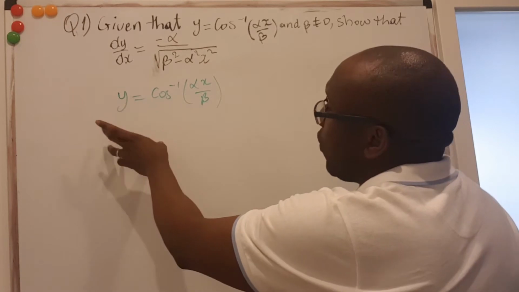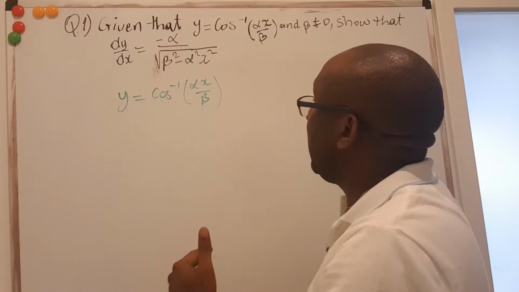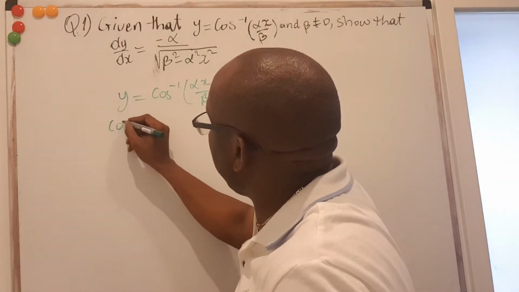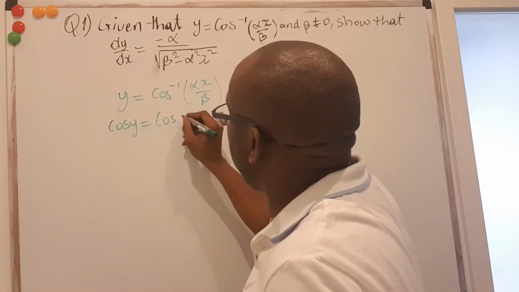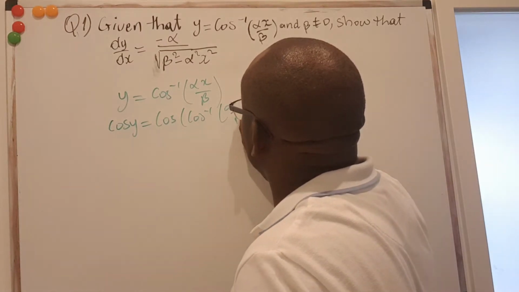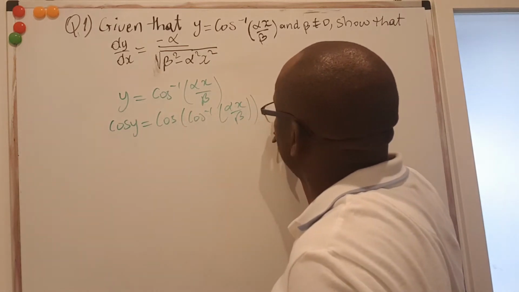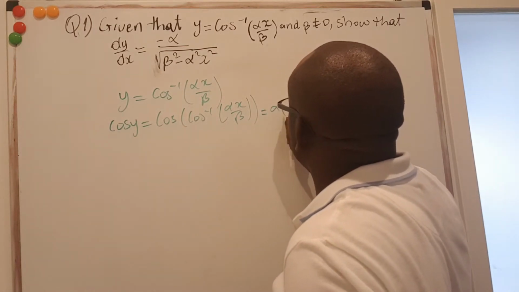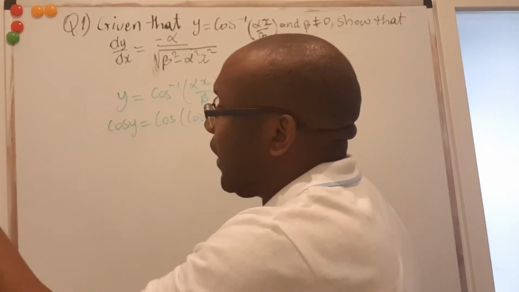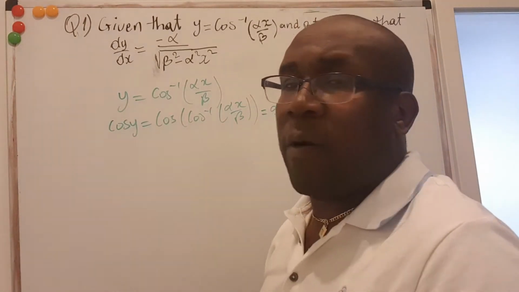So in our normal procedure, we will just say dy dx and then try to differentiate that, but that is much more complex. We will take the easier way, which means I will take the cosine of both sides. So my cosine of y is equal to the cosine of the cosine inverse of alpha x on beta. Of course, the cos and the cosine fall off. This is just equal to alpha x all over beta. You see now, instead of having y equal to something as we normally do, so we just do dy dx, we will do an implicit form of differentiation.